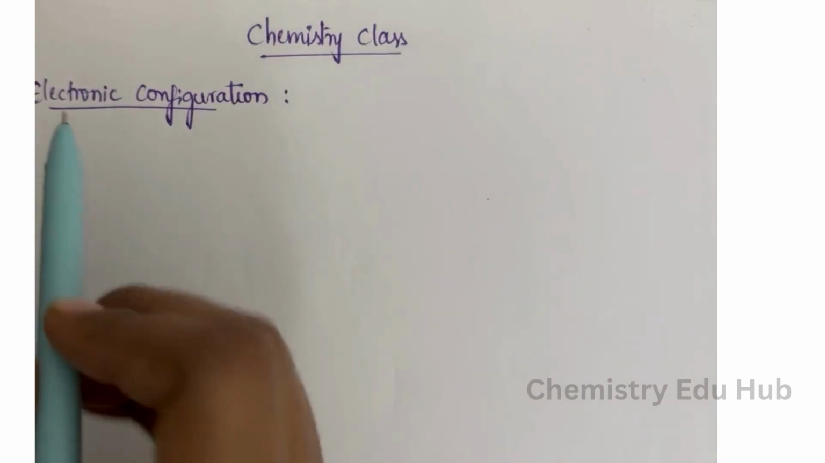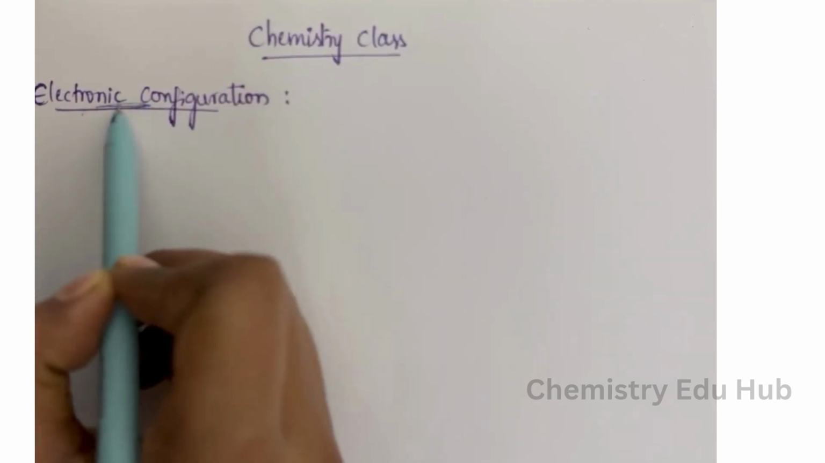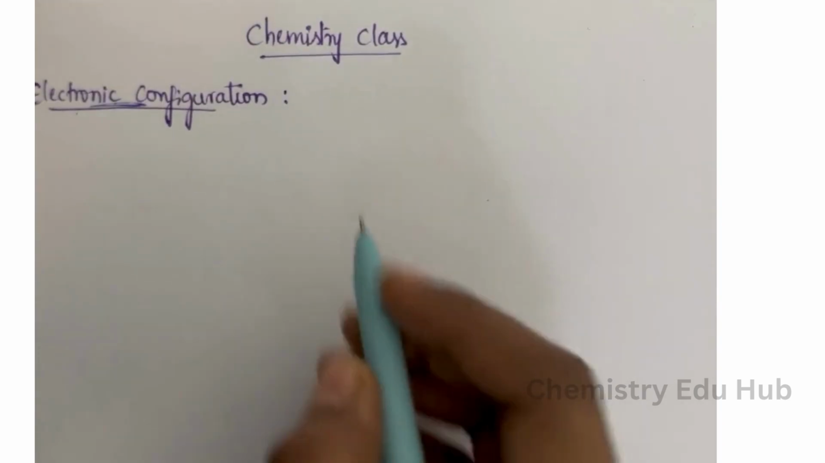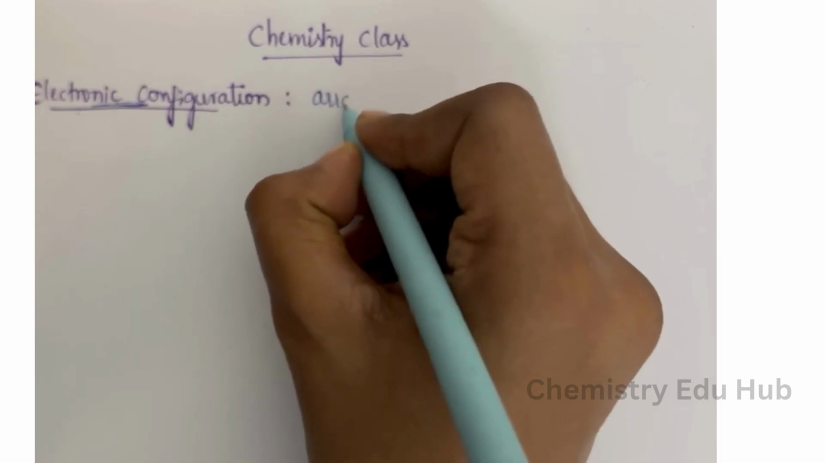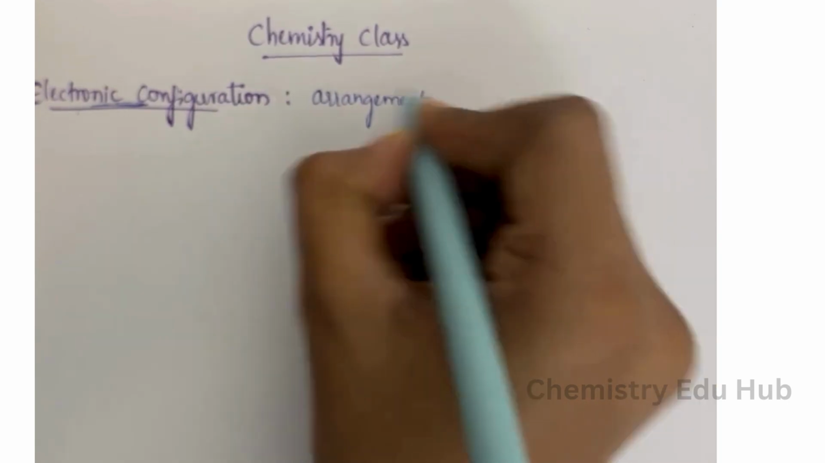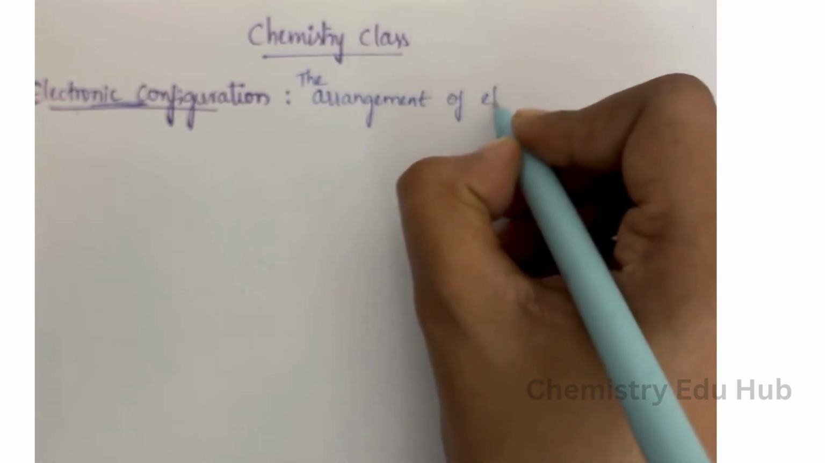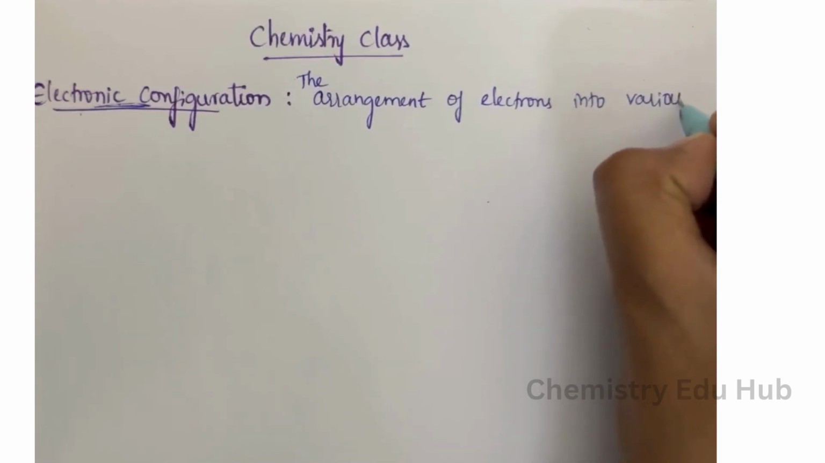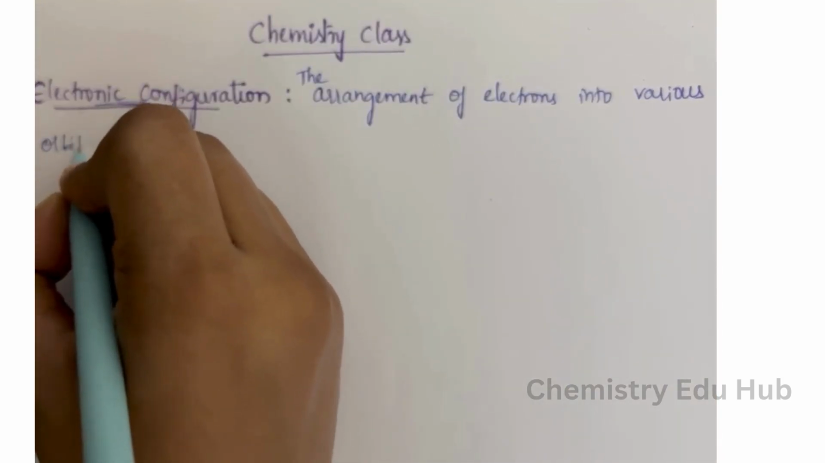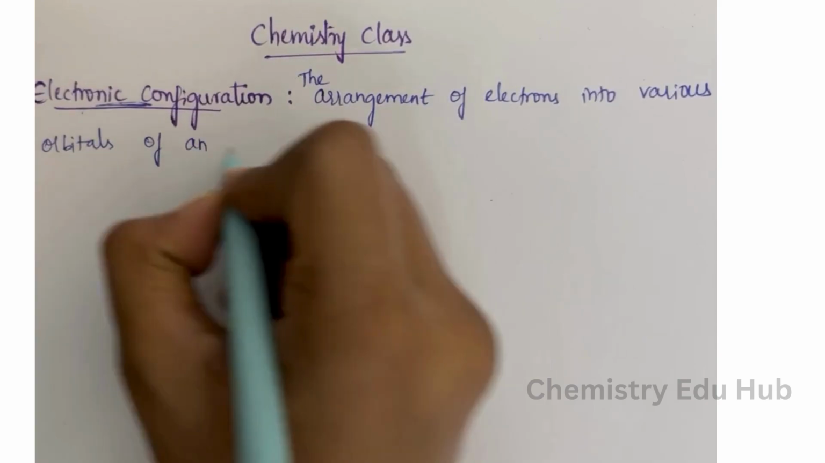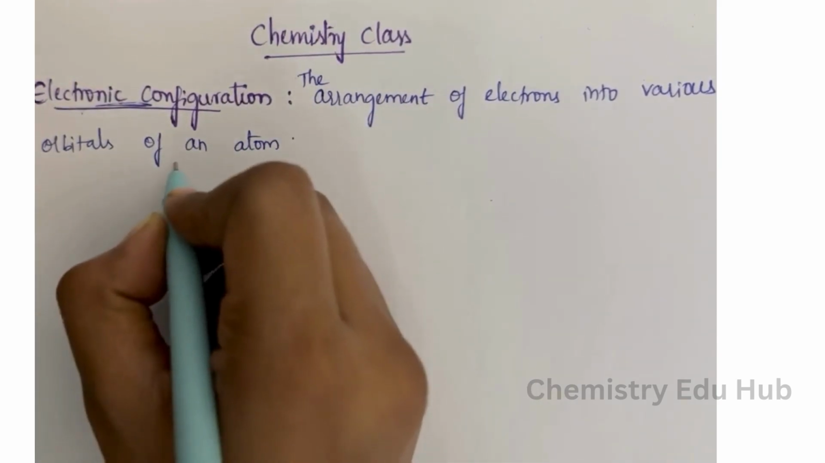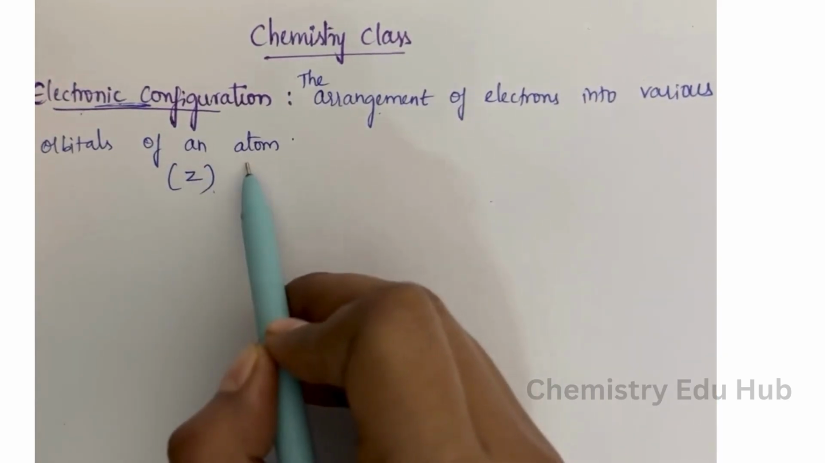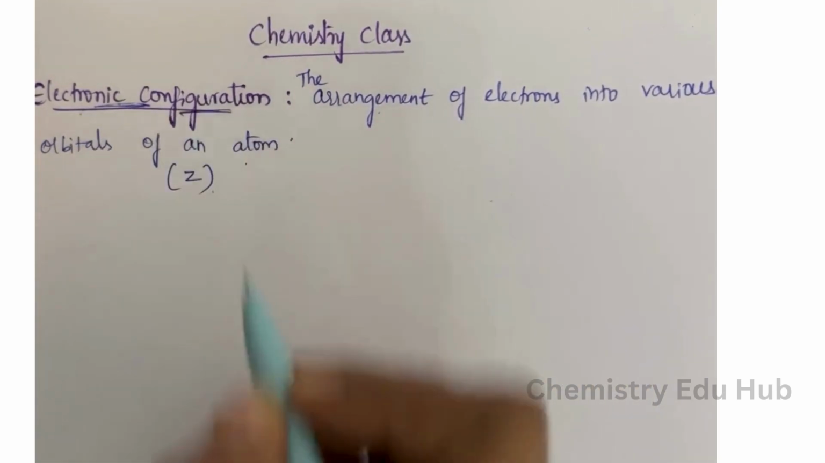Today we are going to talk about the most important concept of the atomic structure chapter, that is electronic configuration. So what is electronic configuration? It is the arrangement of electrons into various orbitals of an atom. This is again based on the atomic number. Based on the atomic number Z value, we give electrons into various orbitals of an atom. That is called electronic configuration.